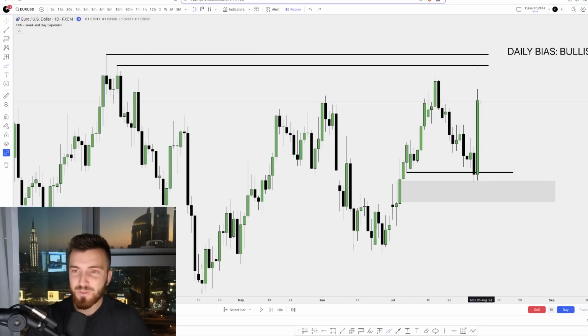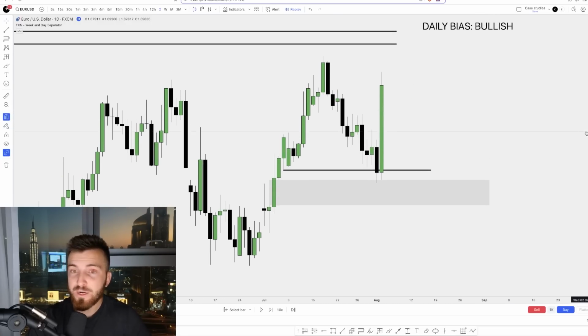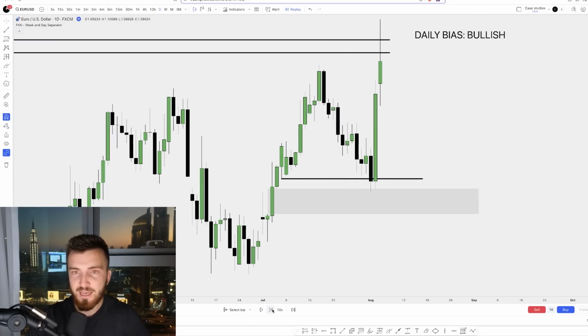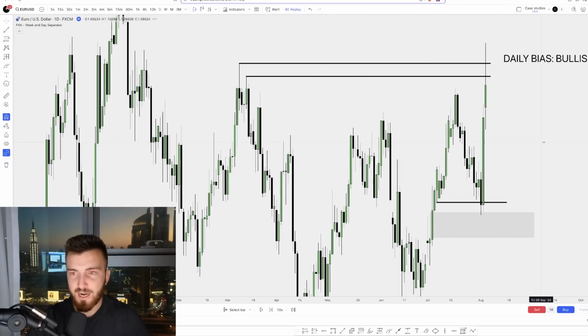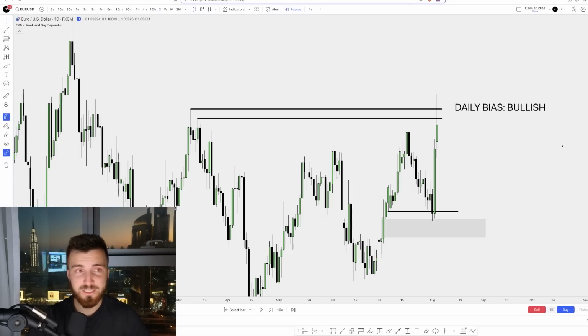So now what am I looking for? I'm looking for a move lower followed by a move towards those highs. The daily bias is now bullish. I don't want to execute on any more shorts. I just want to execute on longs. And then as you can see, the market moved towards those highs. And then what do you ask yourself again? Well, where are we? What are we targeting next? Where are we? Bullish. What are we targeting next?